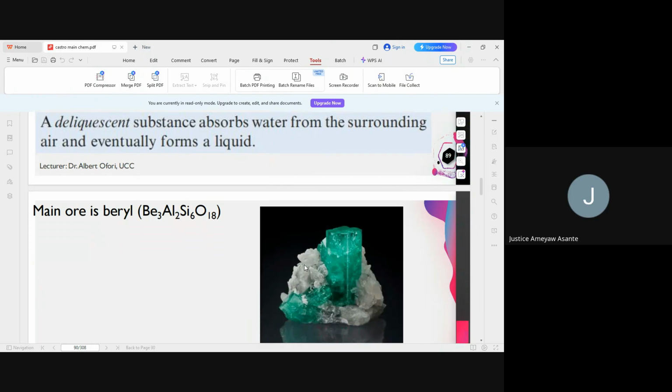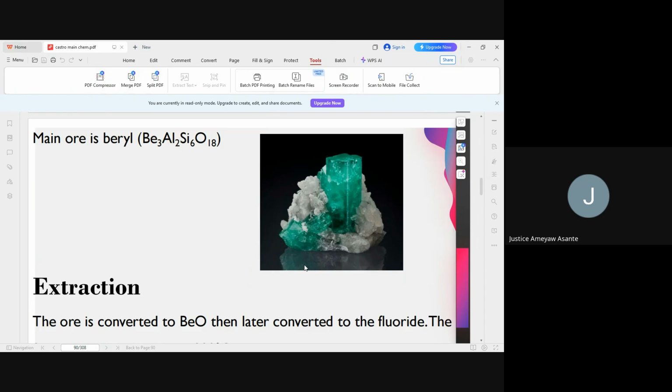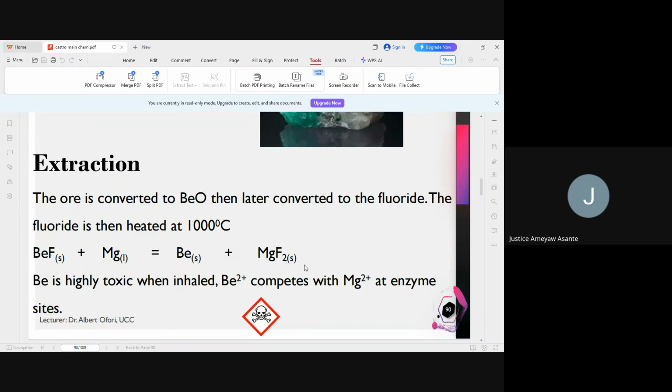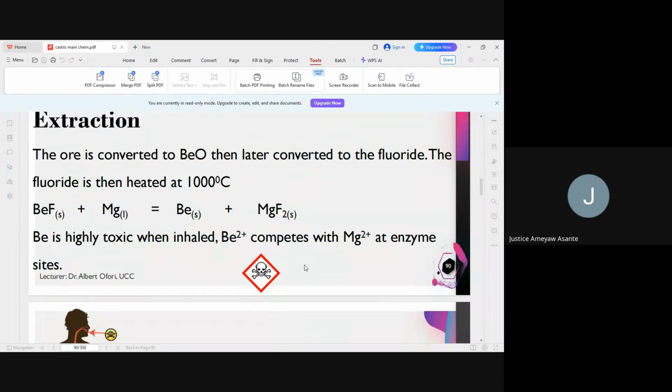So what is the main ore of beryllium? This is what you see, beryl. How is it extracted? The ore is first converted to beryllium oxide, then later converted to fluoride. The fluoride is then heated to a temperature of 1000 degrees Celsius. So we've now converted our beryllium ore to the oxide, the oxide has been converted to beryllium fluoride, and you react it with magnesium at a temperature of 3000 degrees Celsius, and you produce your beryllium.